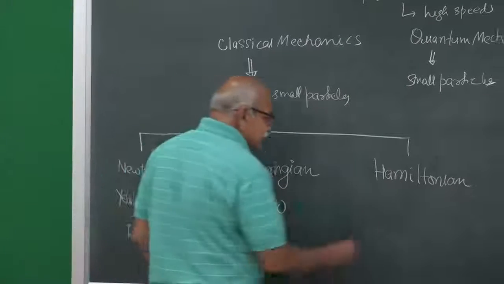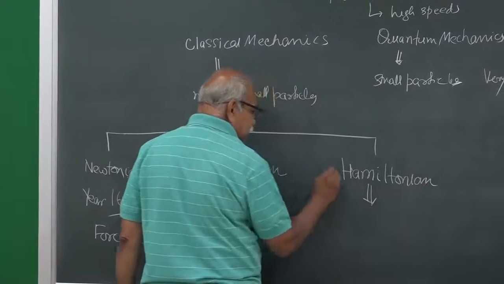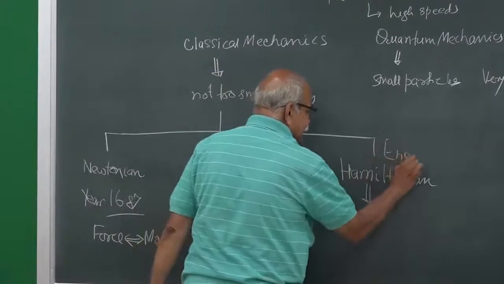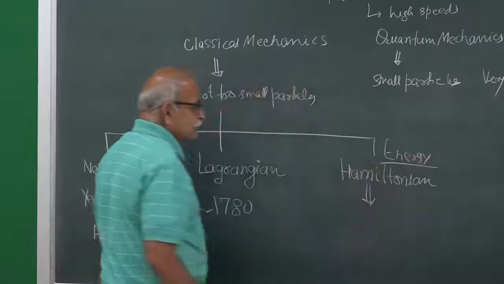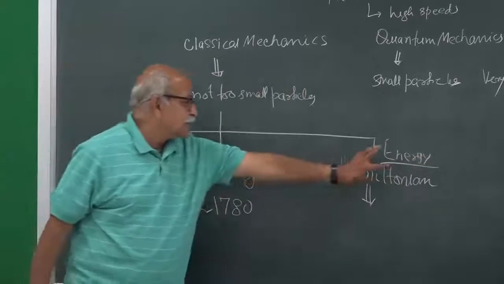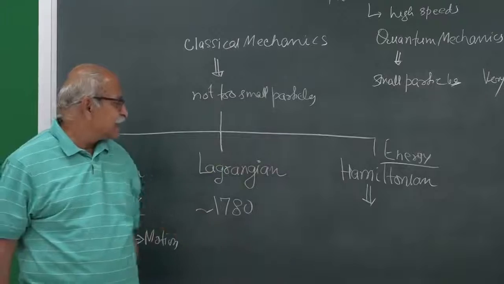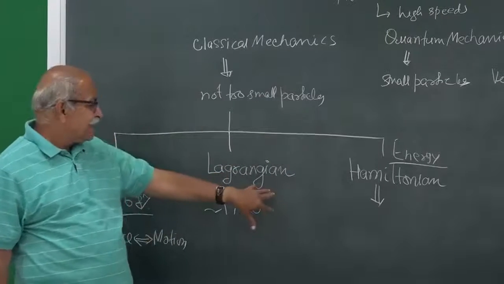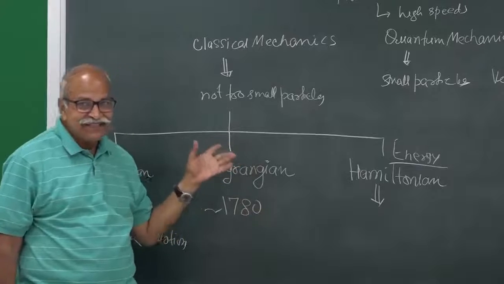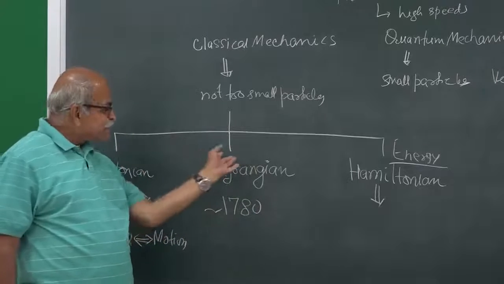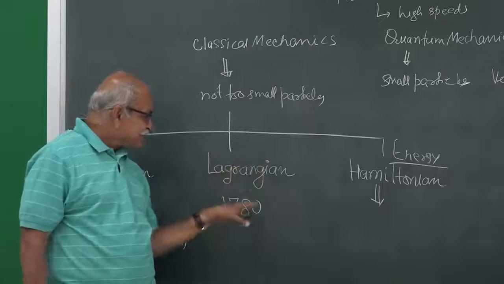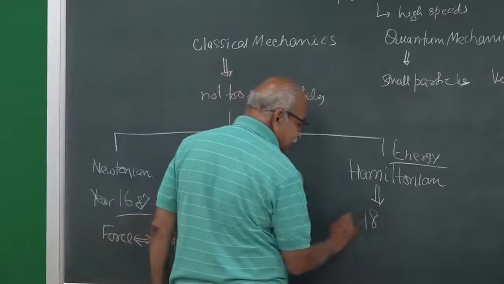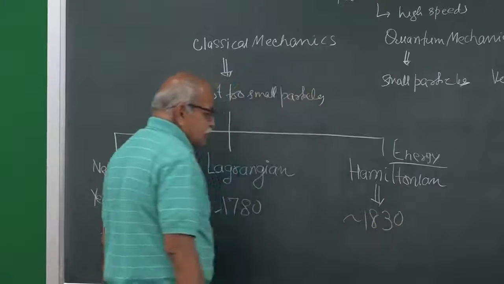The biggest advantage of this Hamiltonian, the central thing, is energy: kinetic energy, potential energy, and some total mechanical energy. That is the central idea. Here the central idea is yet another function called the Lagrangian function, again based on potential energy and kinetic energy, but with totally different combinations.